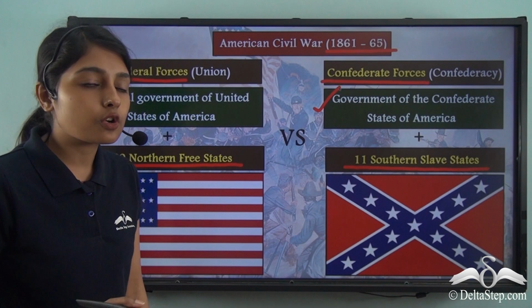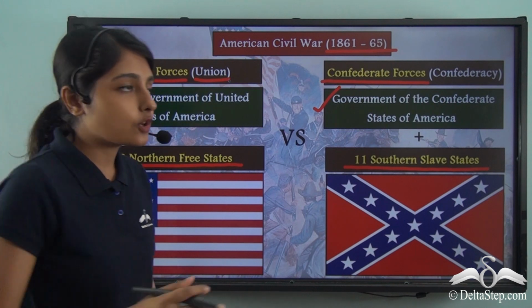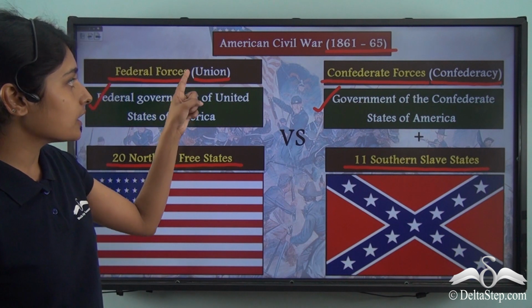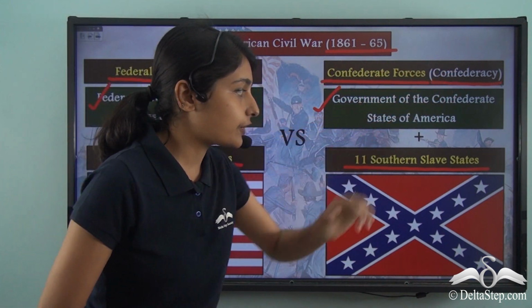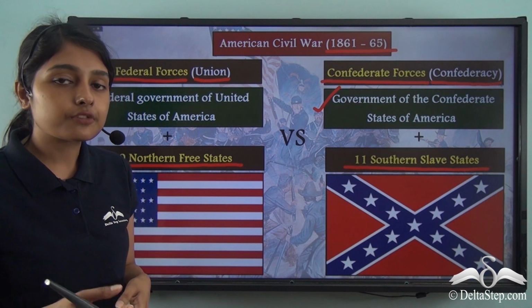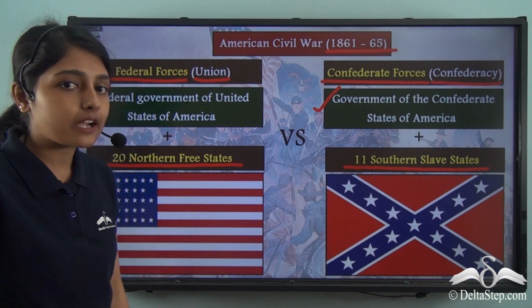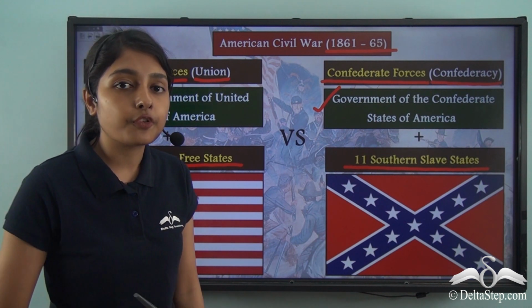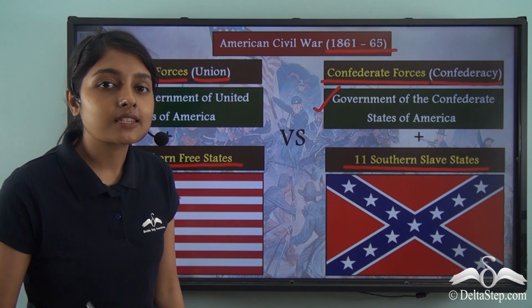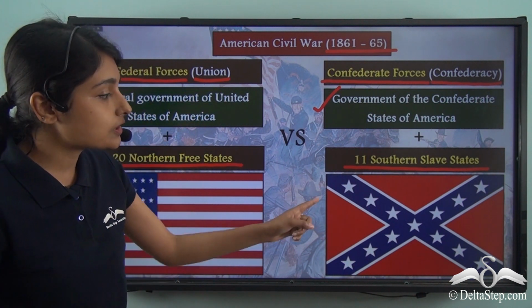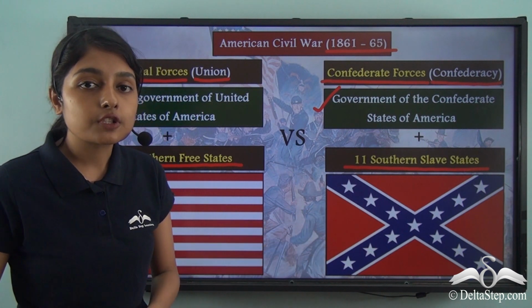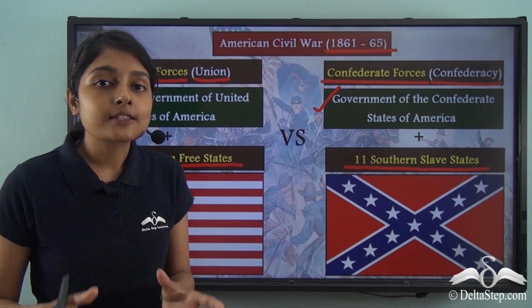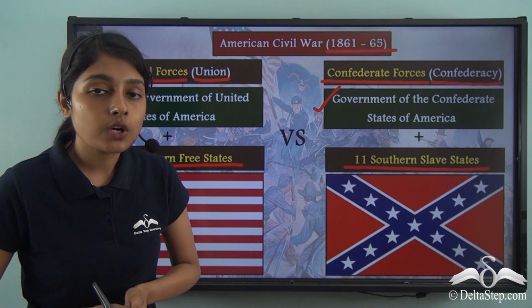Now the Federal forces were also known as the Union, and the Confederate forces were known as the Confederacy. So this was a war between the Union and the Confederacy. The Union comprised the Federal forces itself, which is why their flag was the flag of the United States of America. On the other hand, the Confederate forces had proclaimed themselves the Confederate States of America, and they went on to have their own Confederate flag, which was different from the flag of the United States of America. So this, in a gist, explains to you what the American Civil War was.